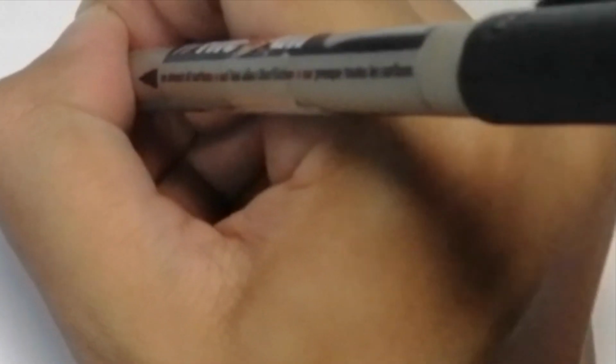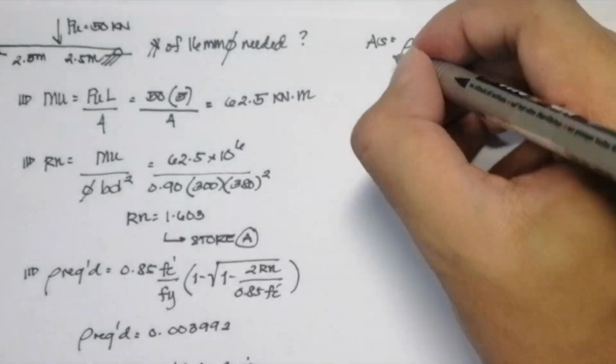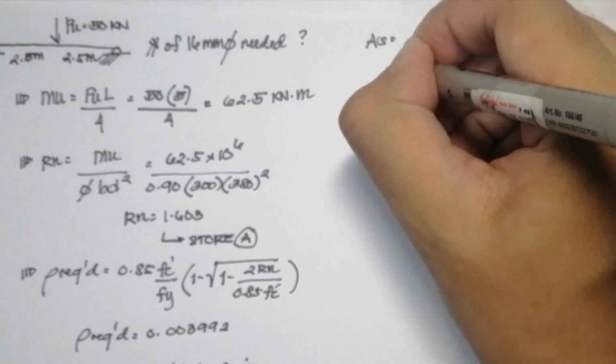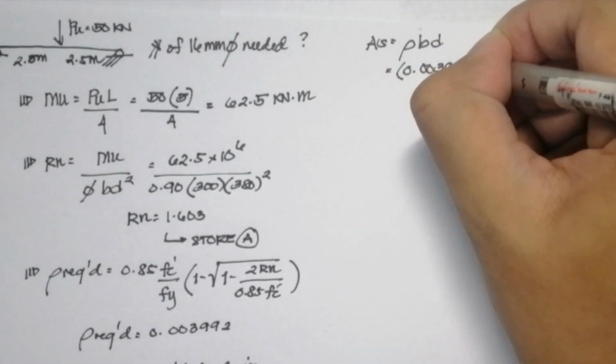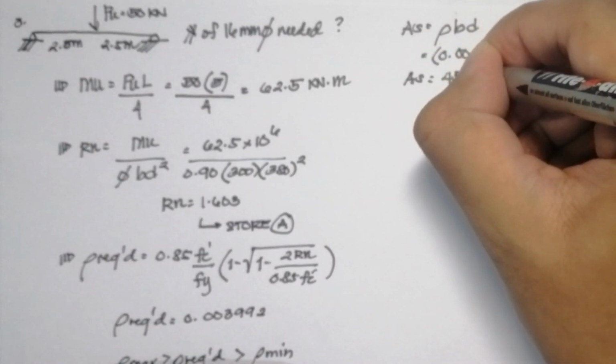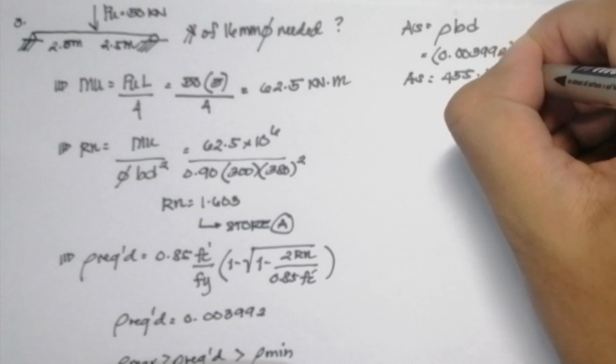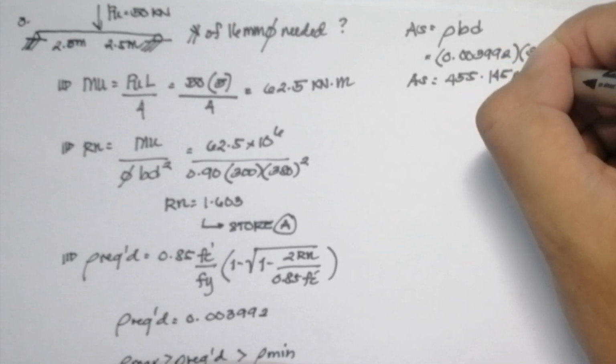Now let's proceed in solving for the required area using the formula As is equal to rho bd. Our rho is our rho required multiplied by the base 300 and the effective depth 380. So the value for our area of steel is equal to 455.145 square millimeters.